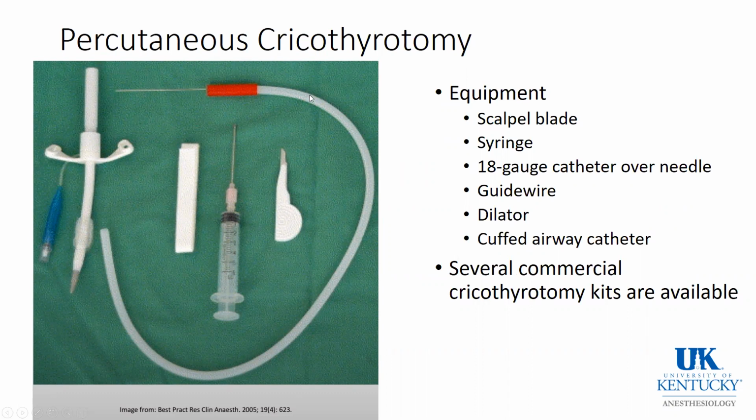Here's a picture of the percutaneous version of the cricothyrotomy. So this is a little bit different than the open version. And this is potentially the simplest, quickest thing to try to do in an emergency. Basically, you have a scalpel blade, a syringe, an 18 gauge catheter over needle, a guide wire, and then a dilator that goes within a cuffed catheter. So there are lots of kits. They vary a little bit between the different ones, but roughly they're going to be something like this.